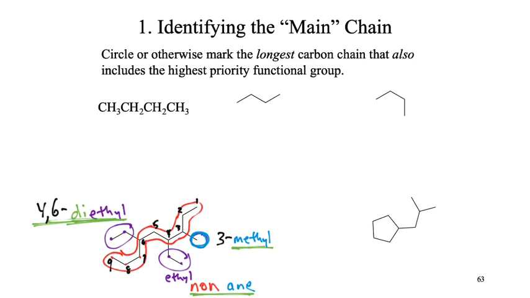4, 6, diethyl. Okay. Now to put it all together, I have to organize them alphabetically. The alphabet is not going to reference the di, it's going to reference the E of ethyl. In this case, it didn't really matter because both D and E come before M. So my whole name, I'm not writing it out, 4,6-diethyl-3-methylnonane.